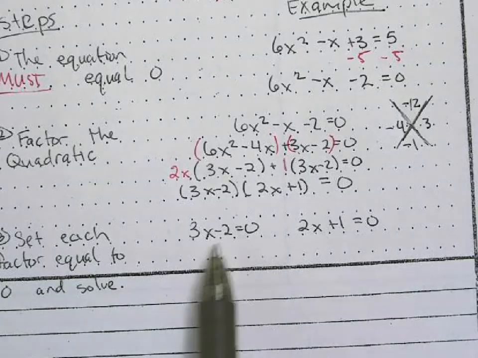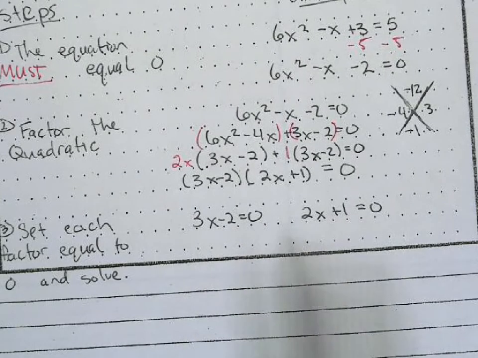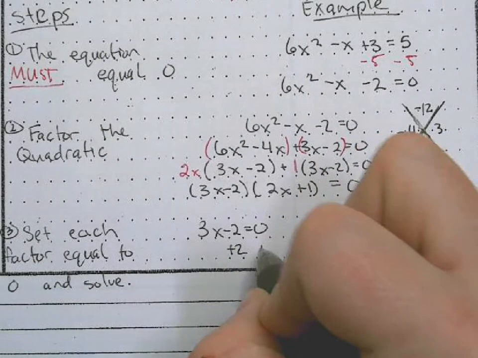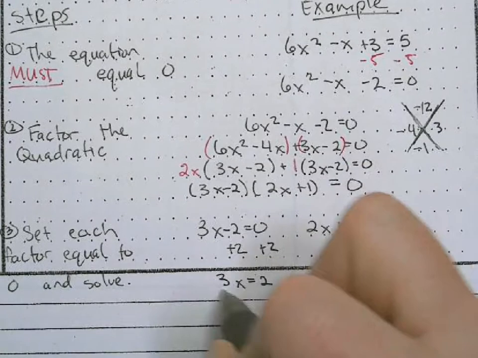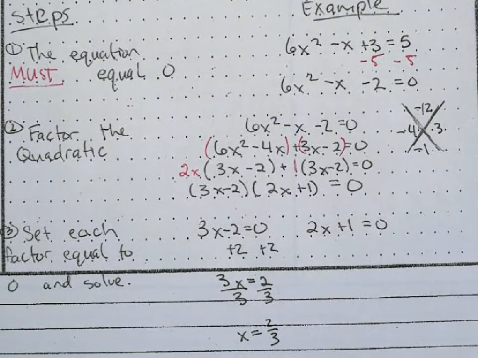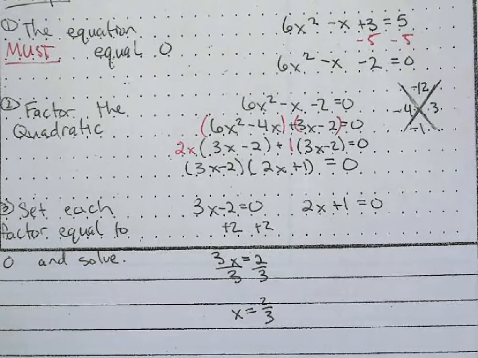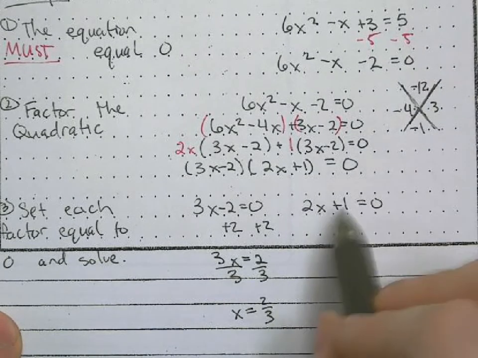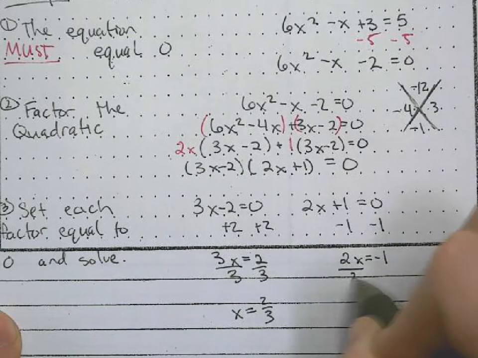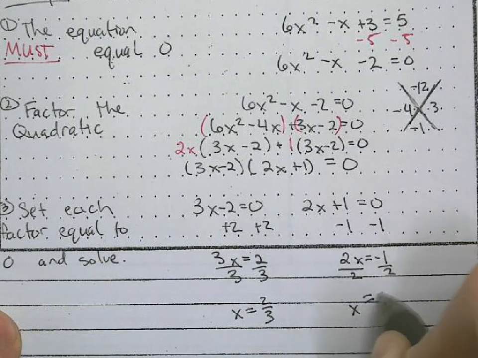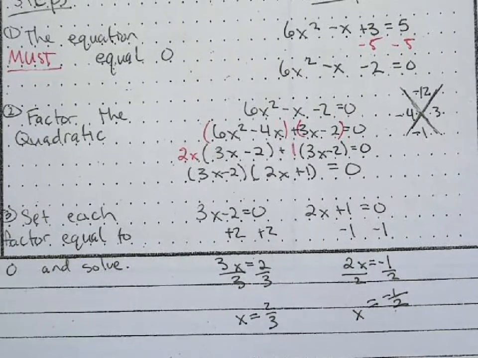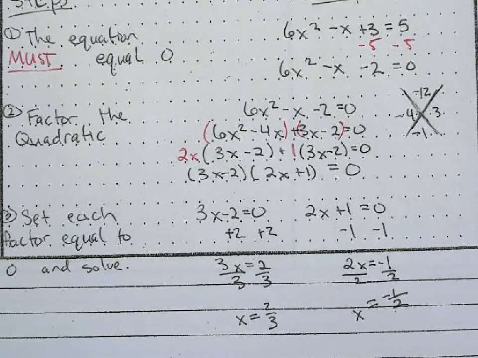So we just have to find what x equals to make either one of these true, and both solutions are correct. So we'll just go through our solving motions: add 2, 3x equals 2, divide by 3, x equals 2 over 3. I'll do the same thing for my 2x plus 1 factor. Subtract 1, 2x equals negative 1. Divide by 2, and we get x equals negative 1 half. And that's how we're going to solve for x when looking at quadratic equations.